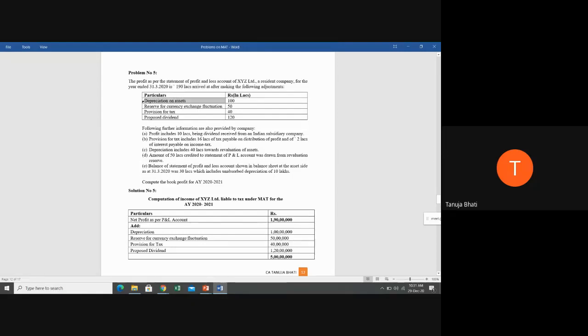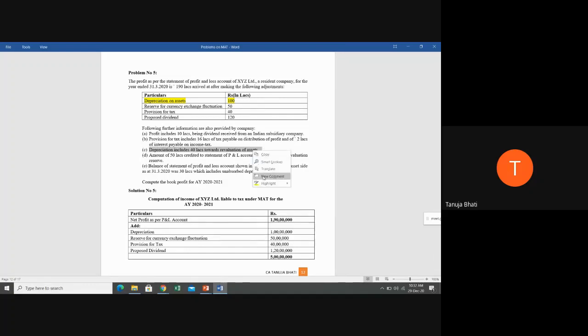So depreciation on asset, this you are going to add 100 lakhs as well as you're going to minus. Now let us see if any information is given in case of depreciation on assets. So depreciation on asset is 100 lakhs, and the information given is depreciation includes 40 lakhs towards revaluation of asset. So in this 100 lakhs, 40 lakhs is towards revaluation of asset. So what is the normal depreciation? Normal depreciation is 60 lakhs and revaluation on assets is 40 lakhs and the total is 100 lakhs.